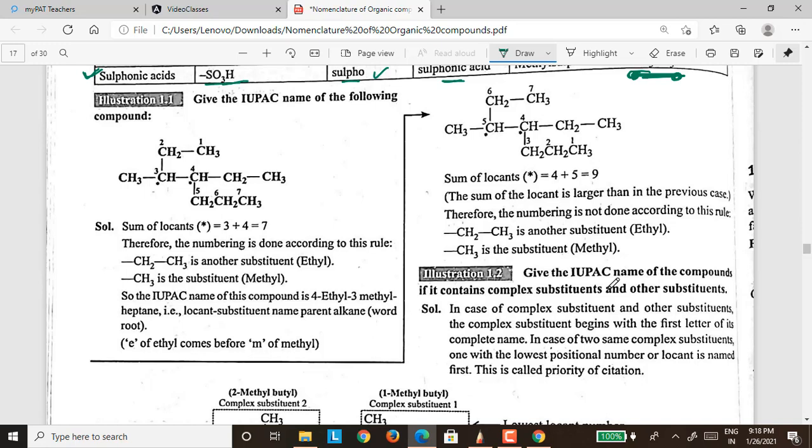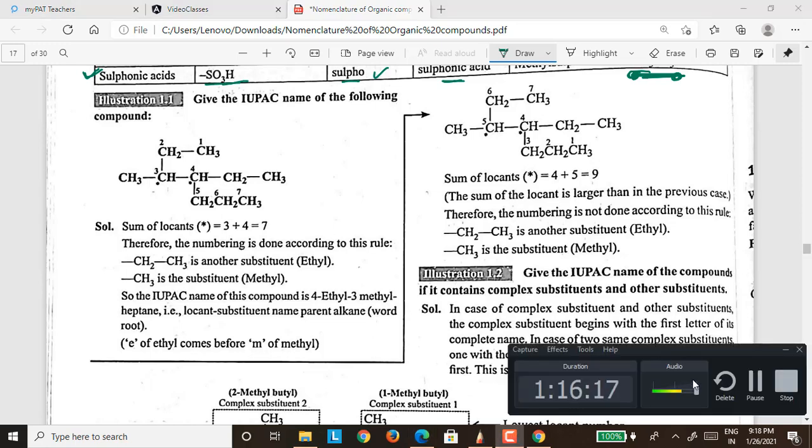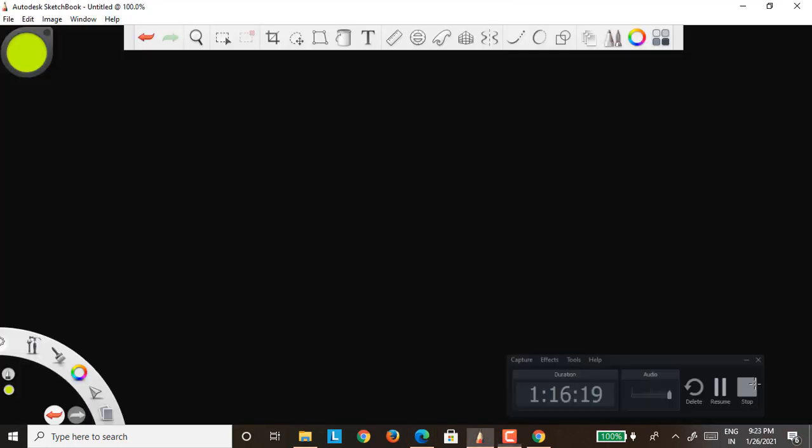Then let us take examples of some naming. So IUPAC rule for nomenclature. The first IUPAC rule is there. So let us learn the IUPAC rule. Already I told you in brief, but now we will discuss in detail with examples. The first rule is the longest chain rule.